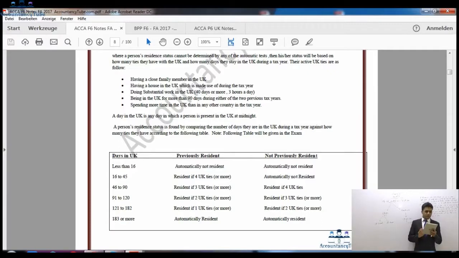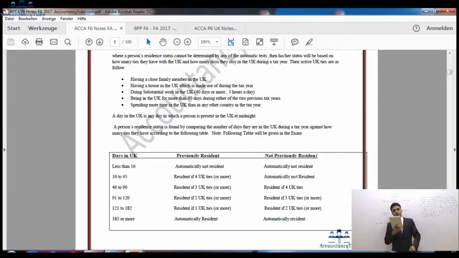If you look at the first one, it says less than 16 days. If you have spent less than 16 days, it doesn't matter if you are previously resident or not, you will be considered automatically non-resident. We have seen this condition under the automatic non-resident test. If you go back to the top of this page, we have seen that if you spend less than 16 days, doesn't matter if you are previously resident or not, you will be considered automatically non-resident. You don't have to pay UK tax.